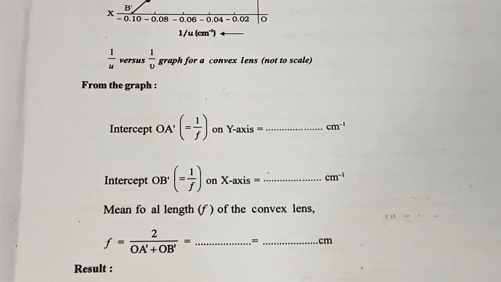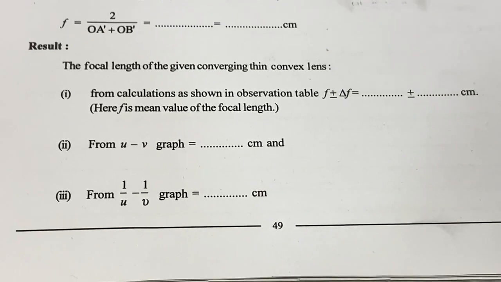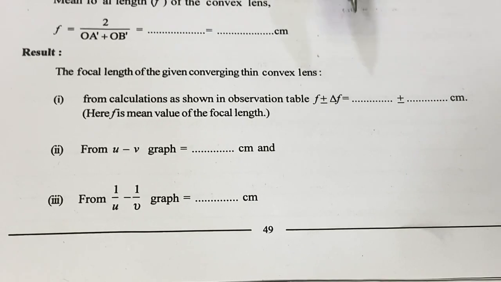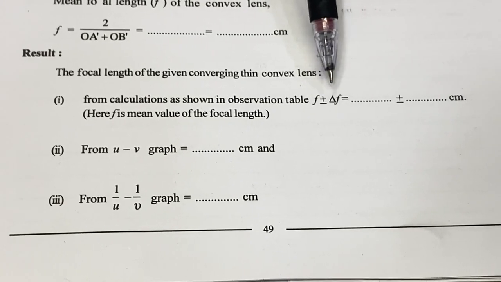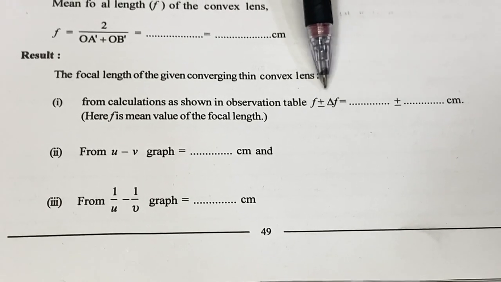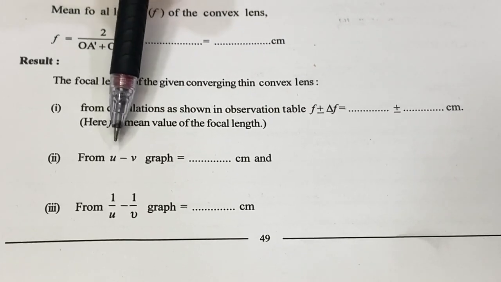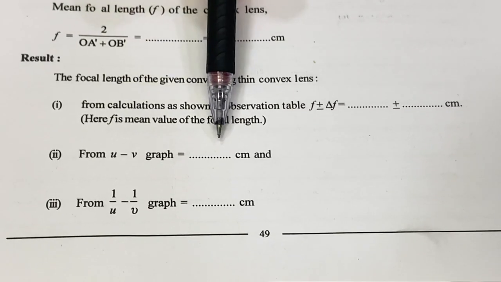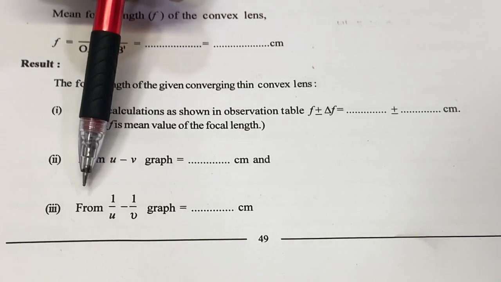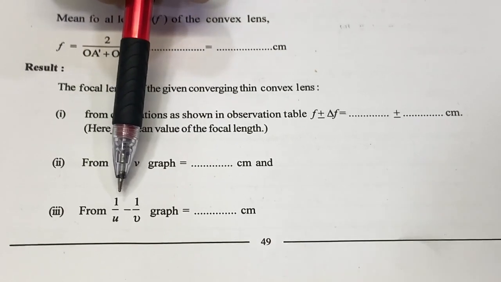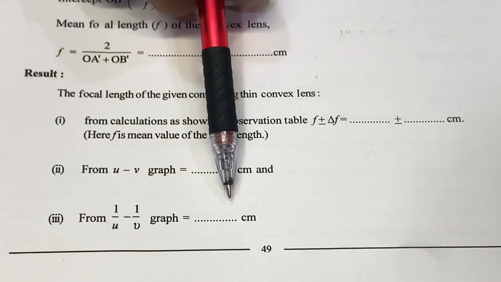Then represent your final result as f plus or minus delta f, which one is from calculations, and from the u versus v graph here, and from the 1 upon v versus 1 upon u graph here.